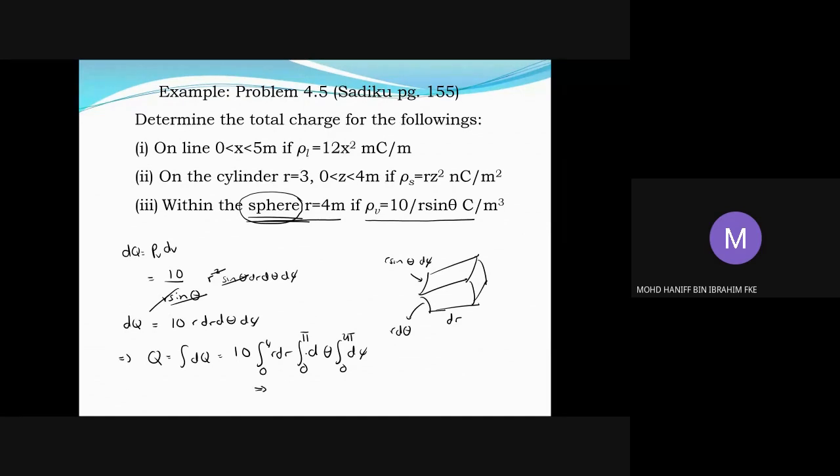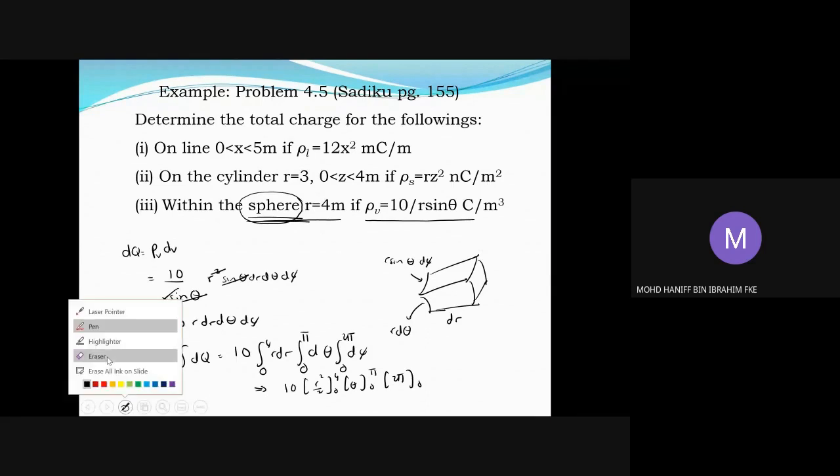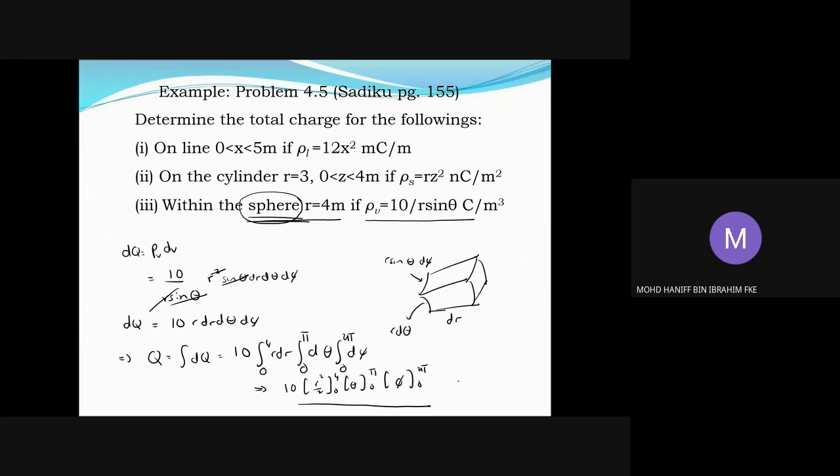We just proceed with the integration. So we have r squared over 2 from 0 to 4, theta from 0 to pi, and then 2 pi for phi from 0. Sorry, I apologize, it should be phi from 0 to 2 pi. So that should be your charge magnitude, and the unit for this will be Coulomb.